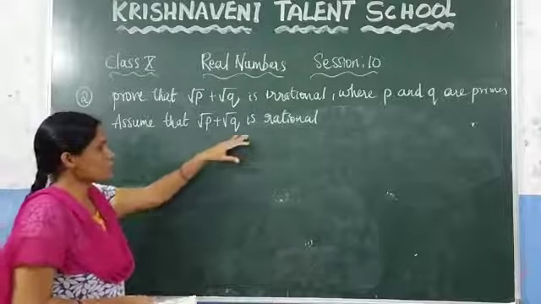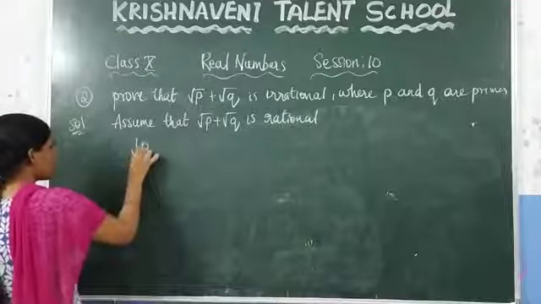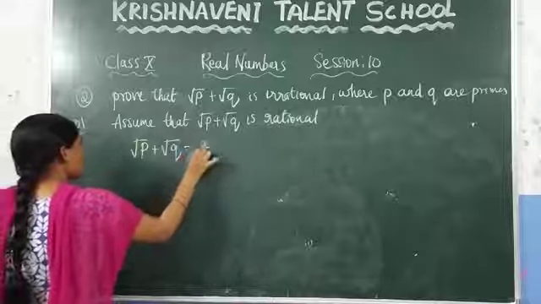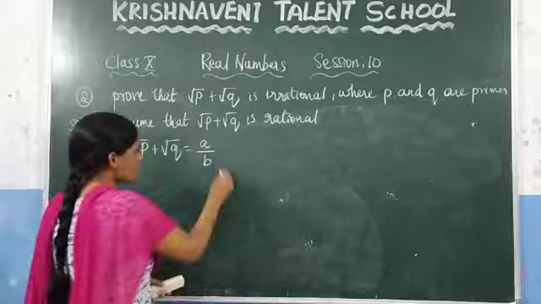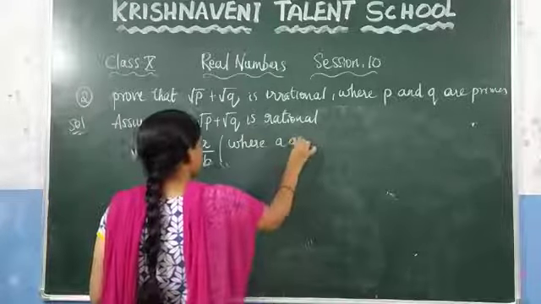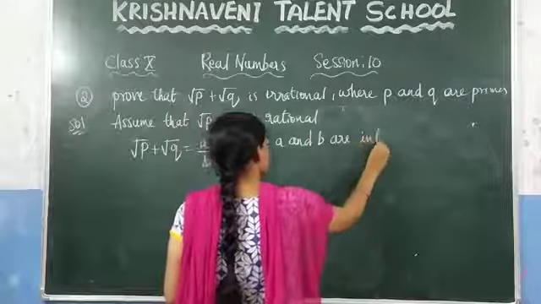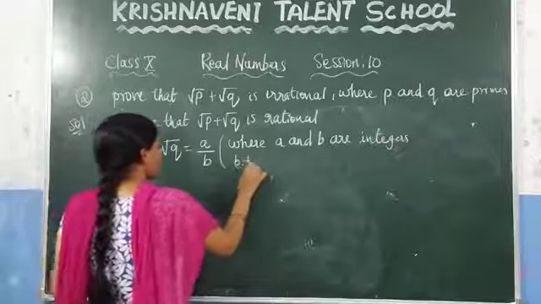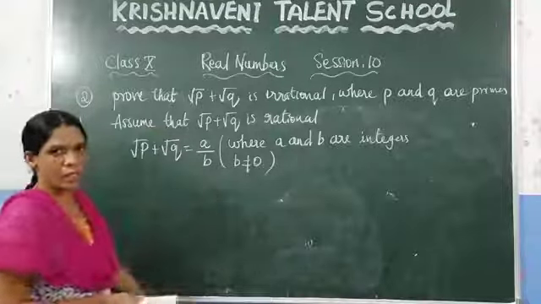Now if this one is rational, it is in the form of some fraction. So write it as root p plus root q is equal to a by b. What are a and b? Those are integers. So mention it here, where a and b are integers. And what is the condition for the denominator? Not equal to 0. This is the condition. And write a and b are co-prime.